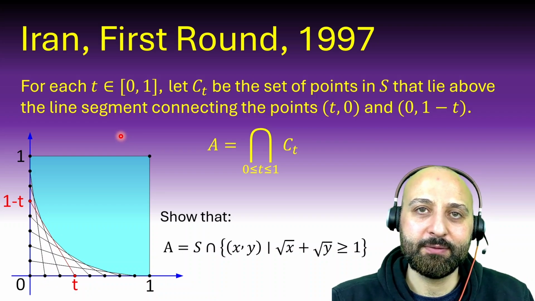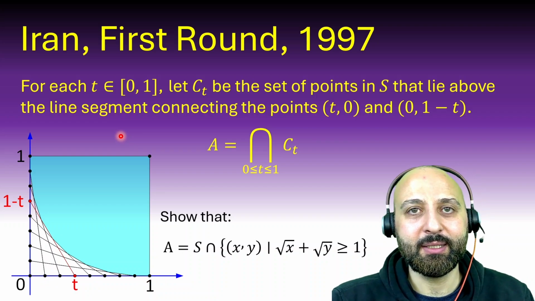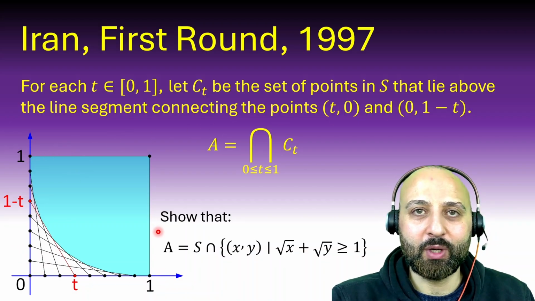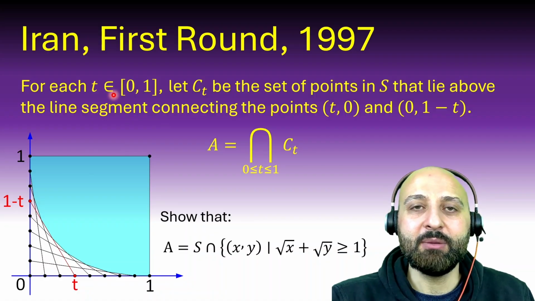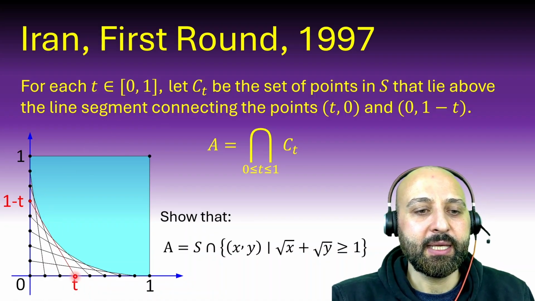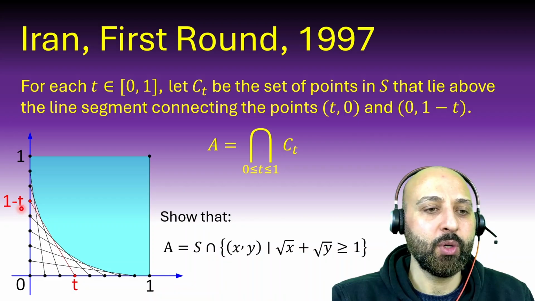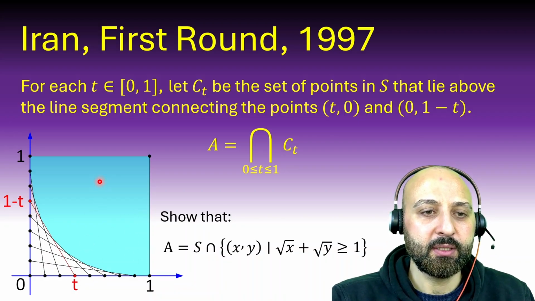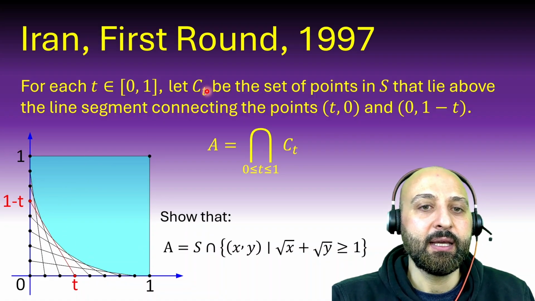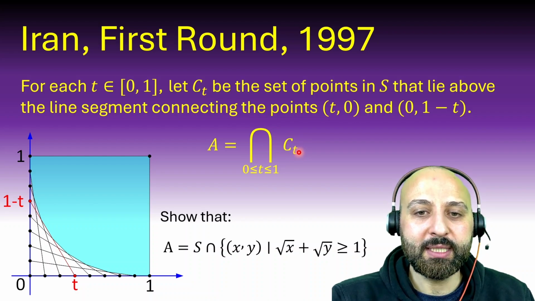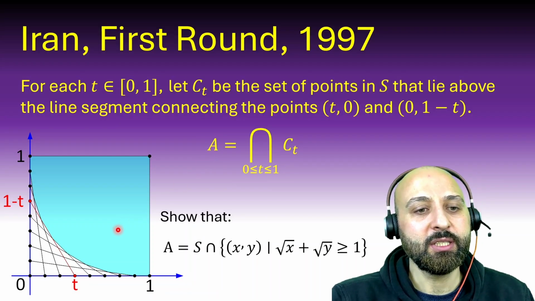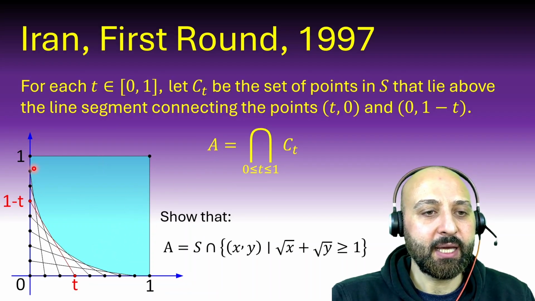Hi, here we have another question from Iranian Mathematical Olympiad round number 1, year 1997. The question says, we have a square S that is from 0 to 1, and for each t between 0 to 1, we take point t on the x-axis and point 1 minus t on the y-axis. We connect this line. All the points inside this square and above this line, we call it CT. And we are going to take the intersection of all CT for t from 0 to 1. And this one we call A. The question is to find the set A that we have.